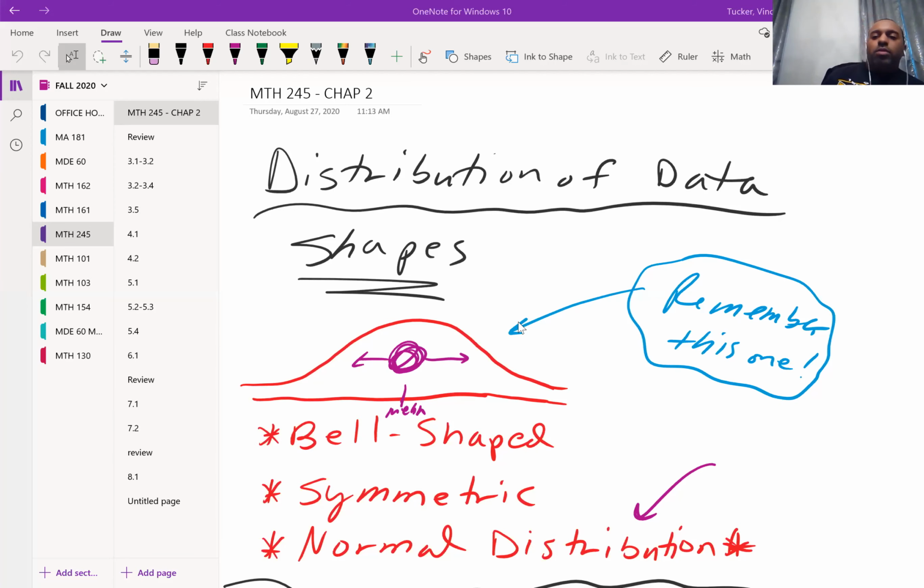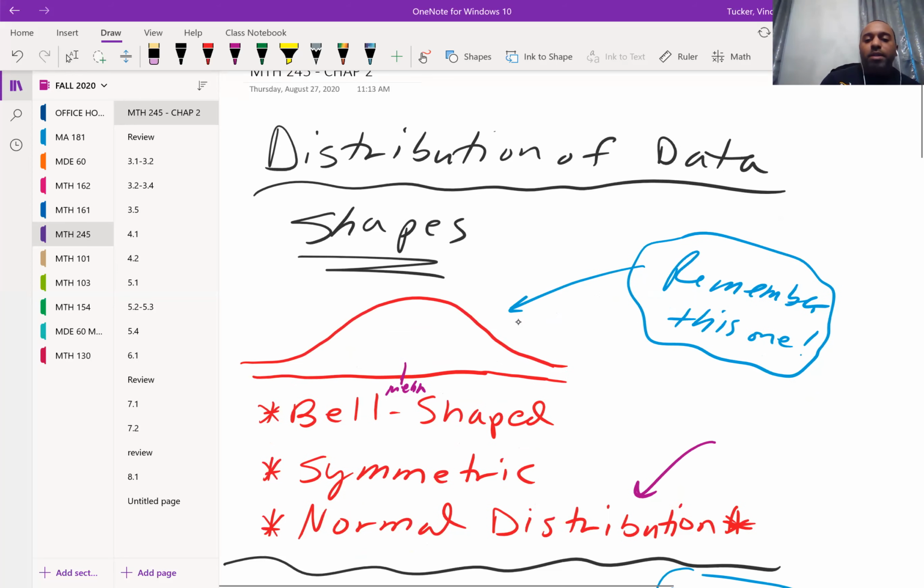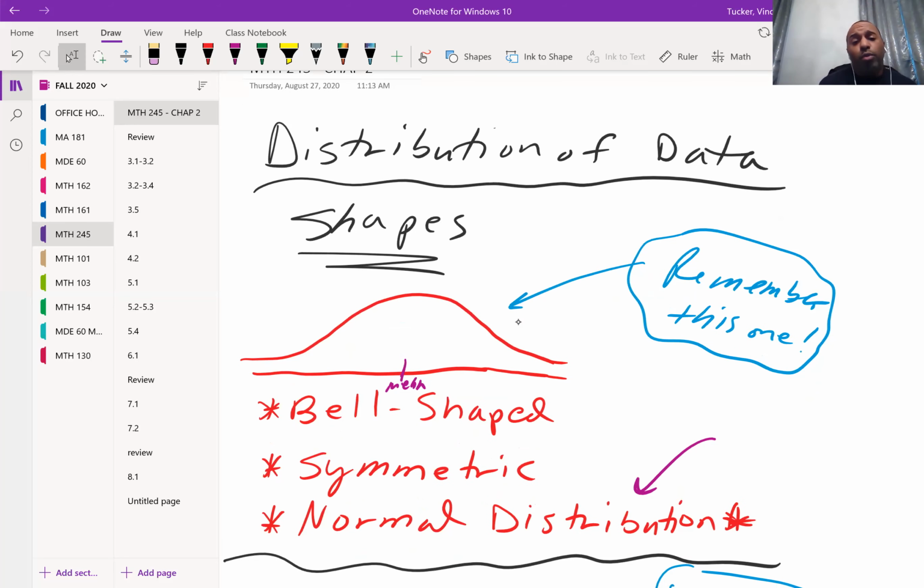All right, so looking at a few things out of chapter 2. First is the distribution of data, and we're talking about the shapes. This bell-shaped curve right here is symmetric about the mean, and it's considered your normal distribution. What we mean by symmetric is that your mean will be in the middle, and everything that happens on the left side of the mean also happens on the right side of the mean.